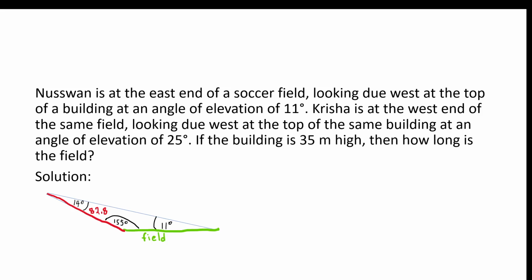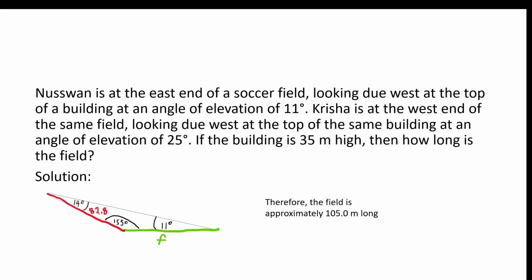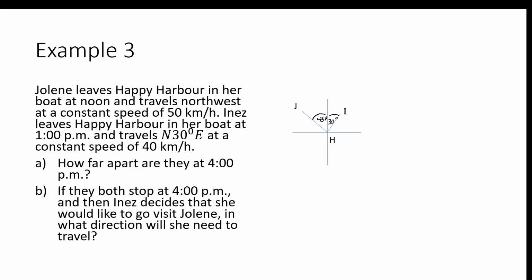Well, this is a perfect sine law opportunity. The field length will be f, and we can say that using the sine law, f over the sine of 14 degrees, because those are opposite, will equal 82.8, which is the side length, over the sine of 11. And it's a little tough to see, but those are actually all opposite each other within that triangle. Doing all that, we see that f is roughly equal to 105.0. And so we can say the field is approximately 105.0 meters long.